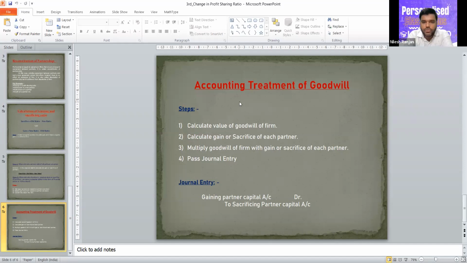So we are doing the accounting treatment of goodwill. These are the steps we have to do. Calculate the value of goodwill of the firm, which we already know. Calculate gain or sacrifice of each partner, and then we will multiply the goodwill of the firm with the sacrifice or gain of each partner. After that, we'll pass the journal entry. The journal entry is gaining partners' capital account debit to sacrificing partners' capital. If you want to write it, please write it down. After that, we will try to solve the question here. I'm sharing a question with you.